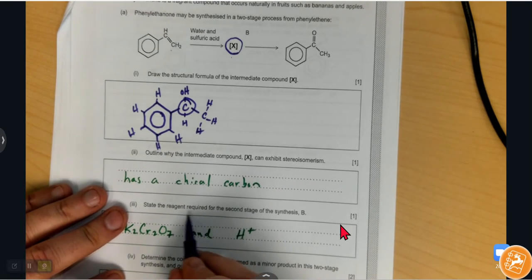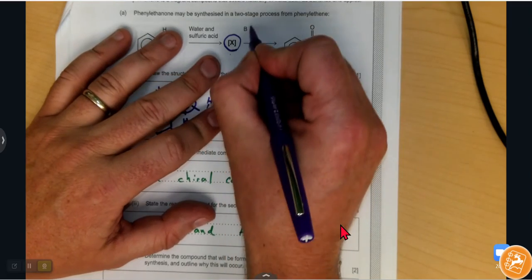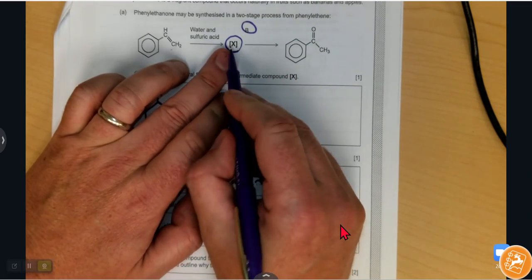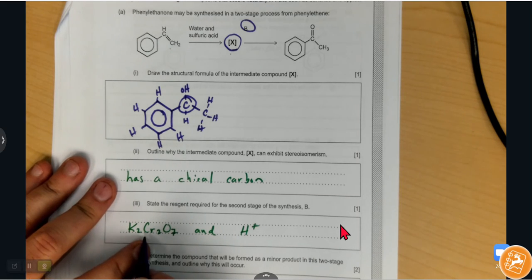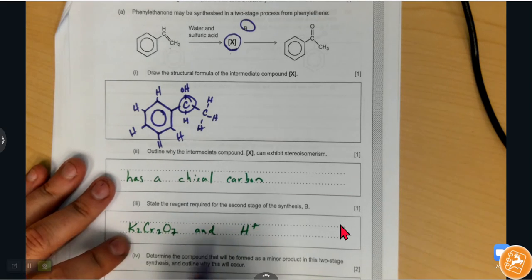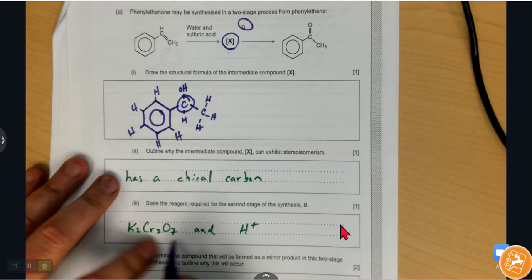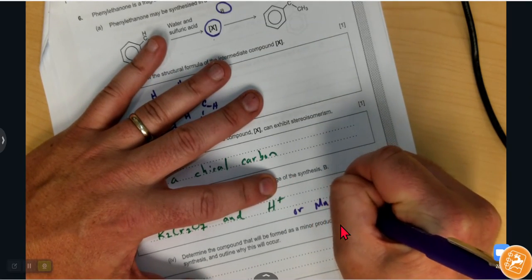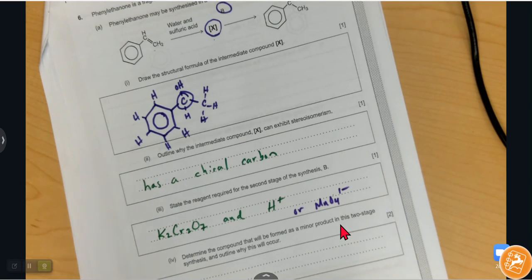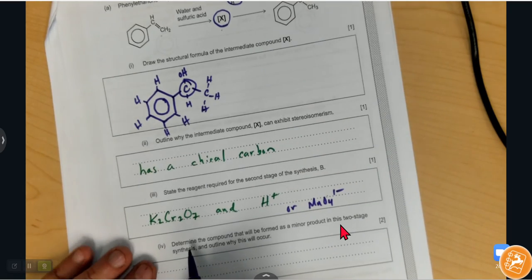All right, state the reagent required for the second synthesis step. So alcohol to ketone is oxidation. You could either use potassium dichromate and water, or sodium dichromate, some dichromate salt, or some permanganate salt, so potassium permanganate or whatever.